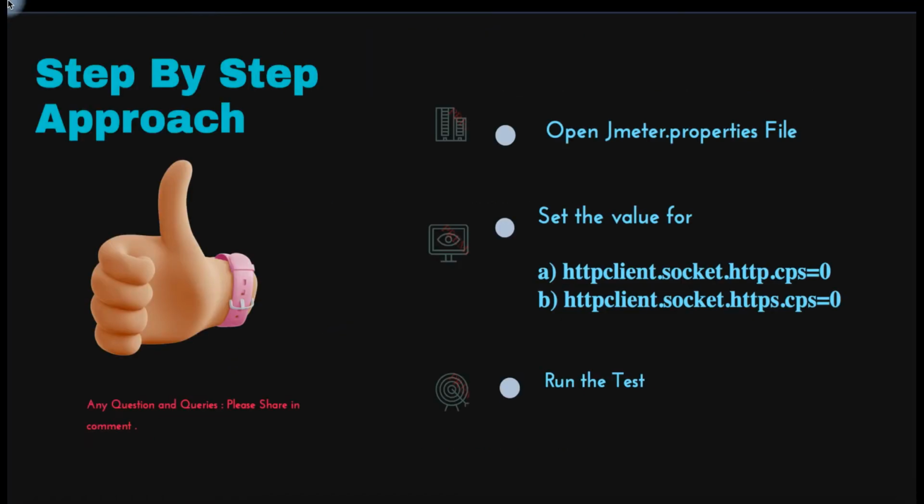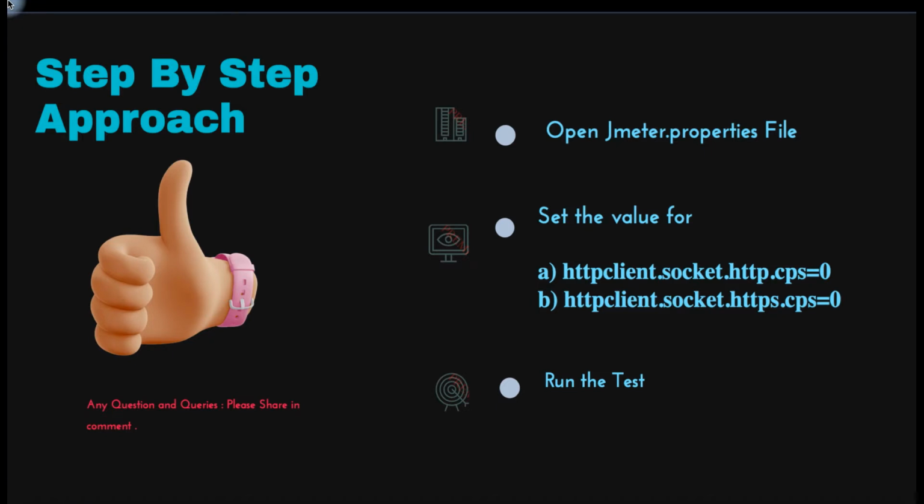So let's move over to the step by step approach. The first step is to open the jmeter.properties file. Normally, the jmeter.properties file resides in the JMeter bin folder. Once you have opened it, search for the keyword CPS. CPS stands for characters per second. You need to set the value for CPS, and once you set it, you can run the test. We'll see how to implement this CPS calculation and how we can achieve the required bandwidth.